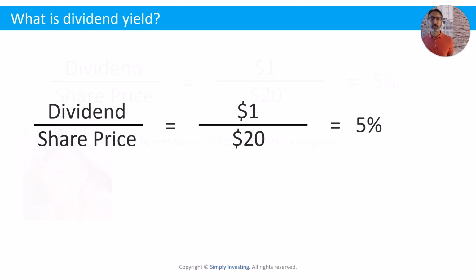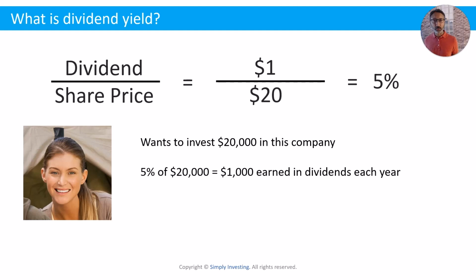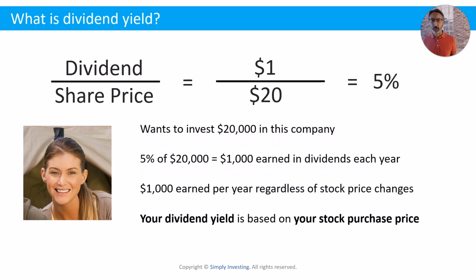So what does the 5% really mean? So in this case, our shareholder, Jill, wants to invest $20,000 in this company. So 5% of $20,000 is $1,000. So she will earn $1,000 every year in cash, it's dividends, for as long as she owns those shares and as long as the company continues to pay the dividend of $1.